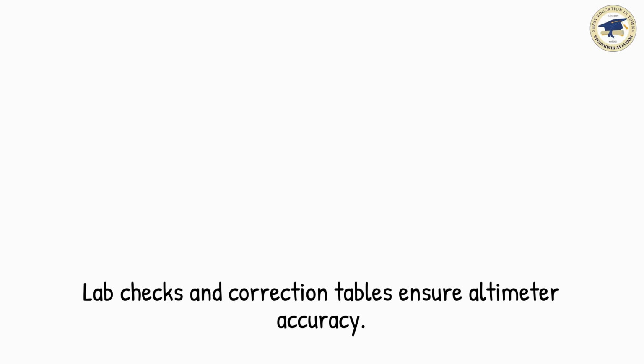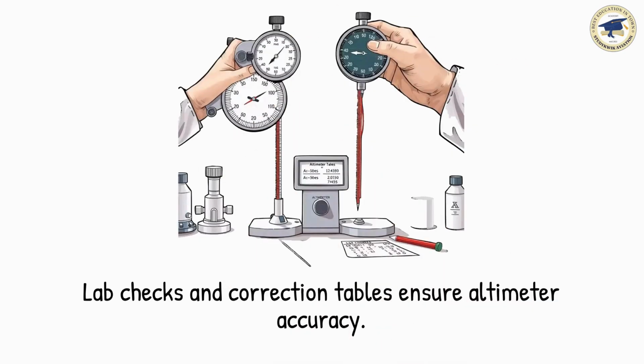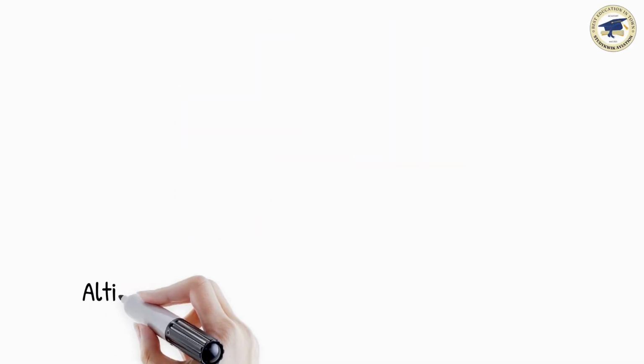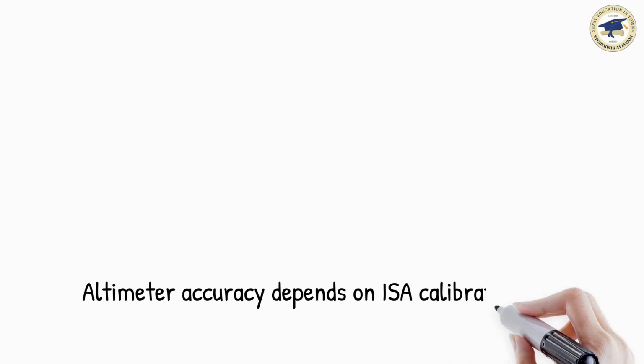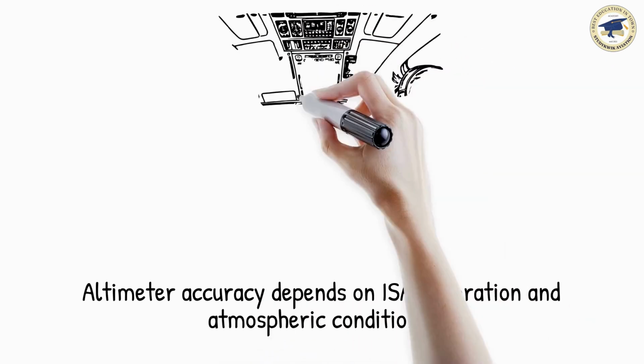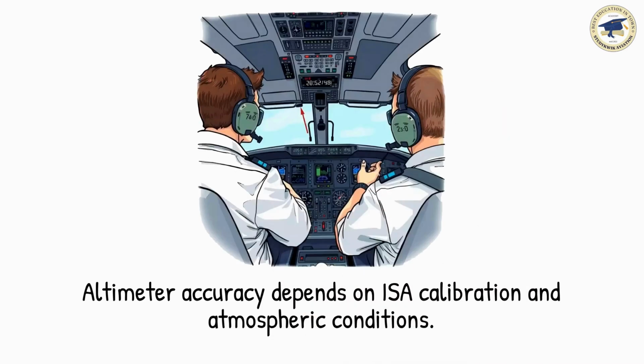Altimeter readings in the lab are checked against these values. Errors are listed as correction tables. But note, since altimeters are calibrated to ISA, they only show correct altitude when ISA conditions exist. Real atmospheric conditions vary, so pilots use pressure settings to adjust.